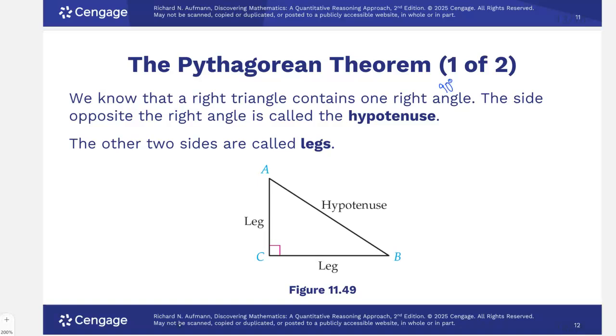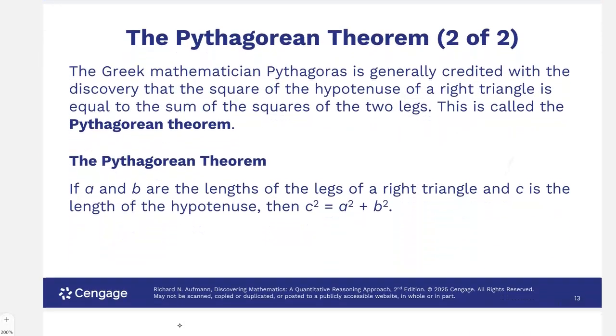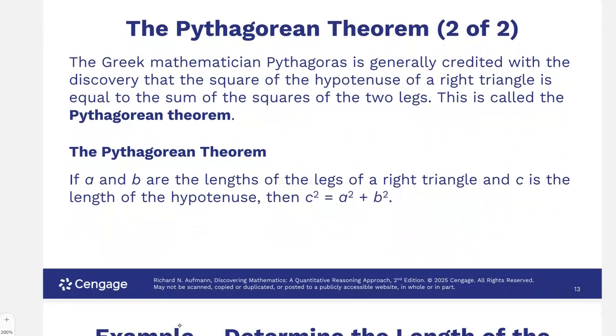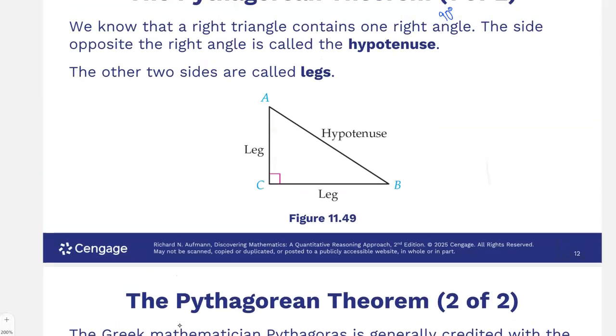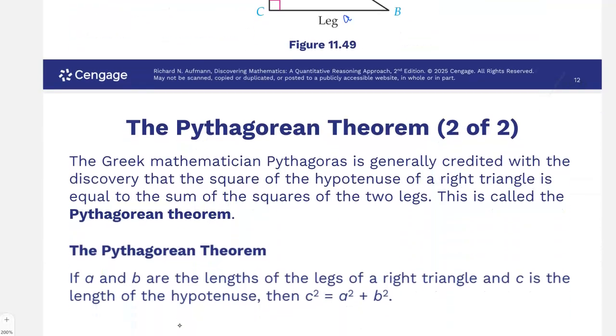Which means this side is perpendicular to this side. So the legs are going to be perpendicular to each other. The hypotenuse is always the length that is directly across from the angle. And we can relate the sides together by saying a squared plus b squared is equal to c squared, where a and b are the legs of the triangle and c is always the hypotenuse.